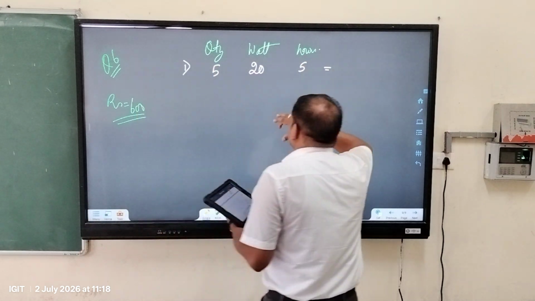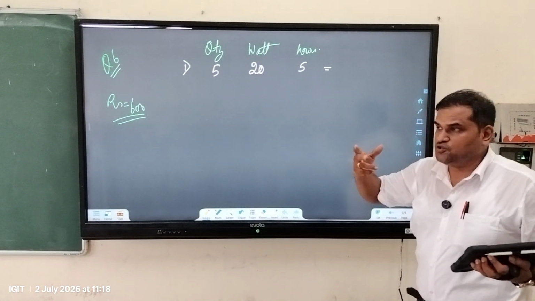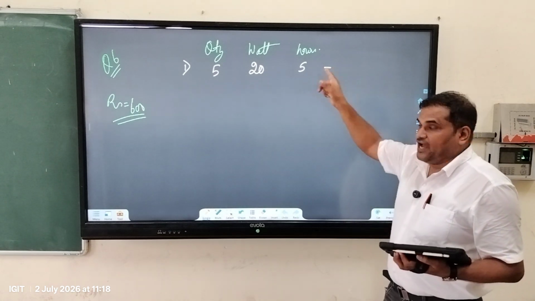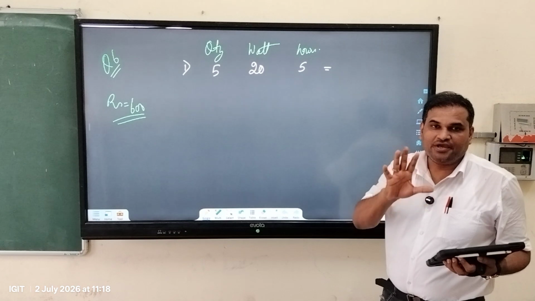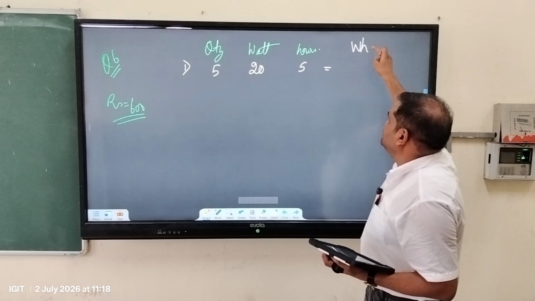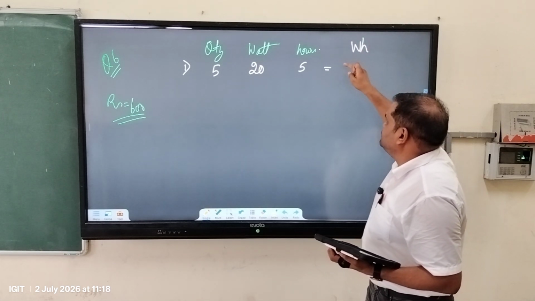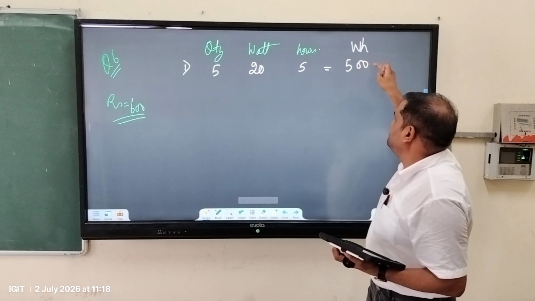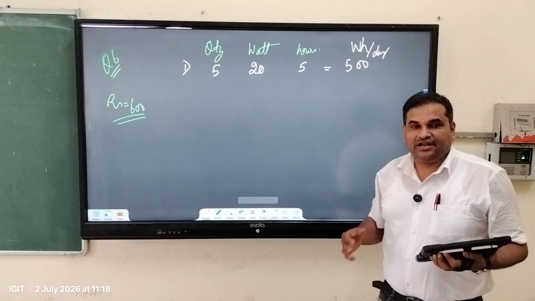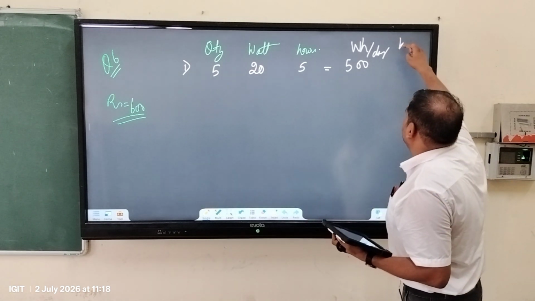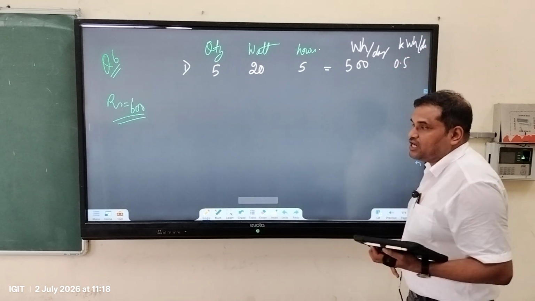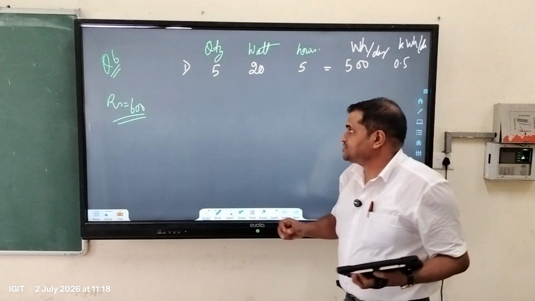If we use this, the total wattage he consumes is 5 into 20, that is 100 watt for 5 hours. So 500 watt he is consuming in one day. So we have to write here, this is watt hour. This value will be 500 watt hour per day. You can convert into kilowatt hour. If you convert into kilowatt hour per day, this will be 0.5 kilowatt hour per day.